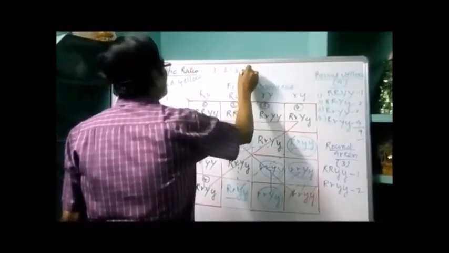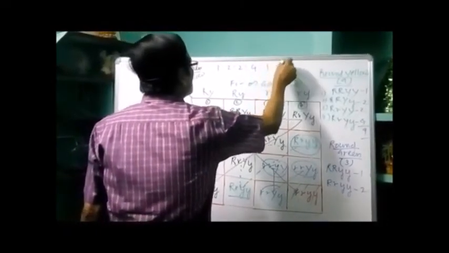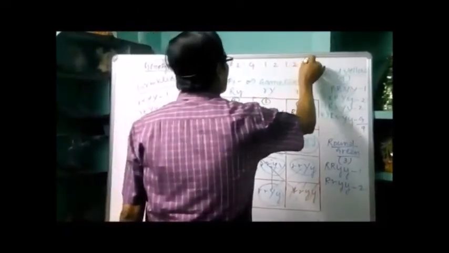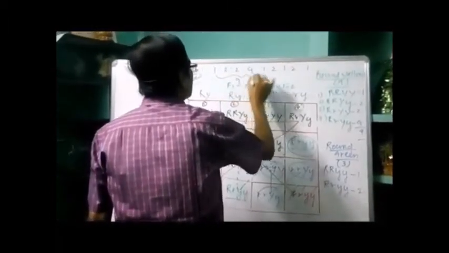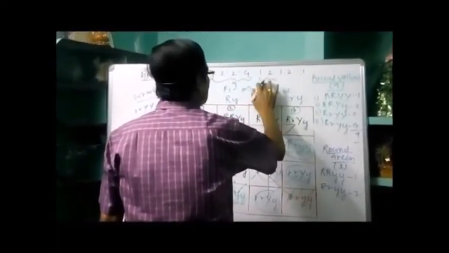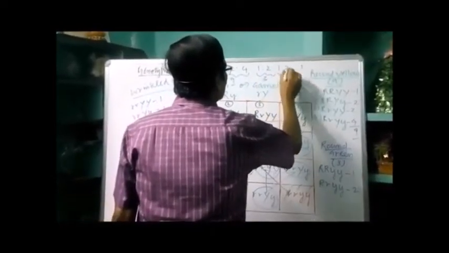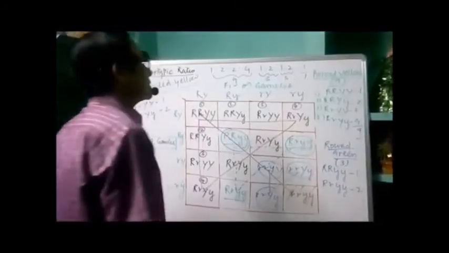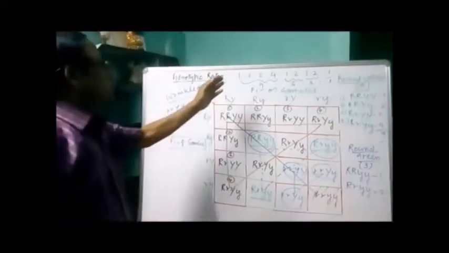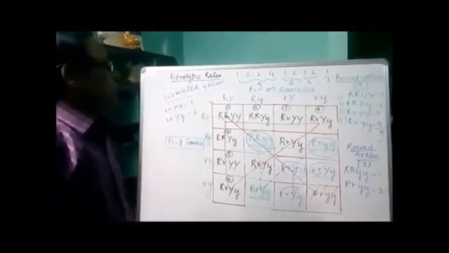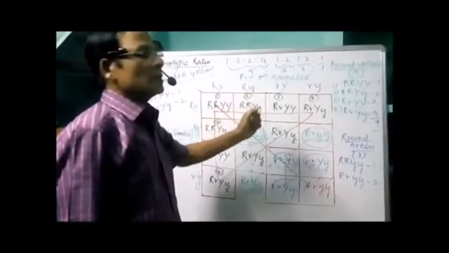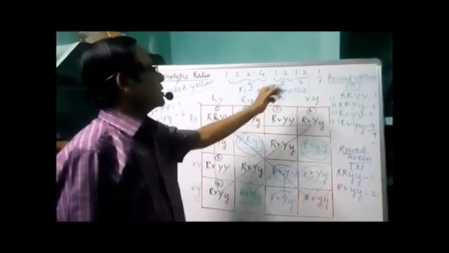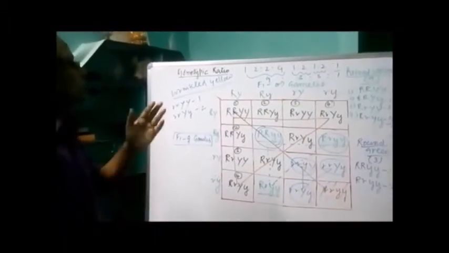So the genotypic ratio is 1:2:2:4, then 1:2, 1:2, and then 1. This is 9, this is another type 3, this is another type 3, and this is 1. So we get the phenotypic ratio 9:3:3:1. For the dominant 9, there are 4 genotypes. For the next type, round green, 2 genotypes. For wrinkled yellow, 2 genotypes. For the recessive one, only 1. So totally you get 9 genotypes.